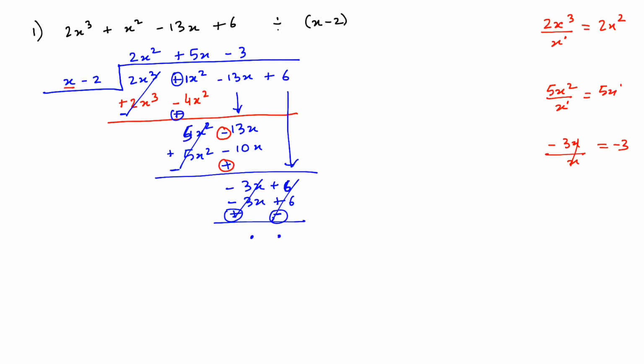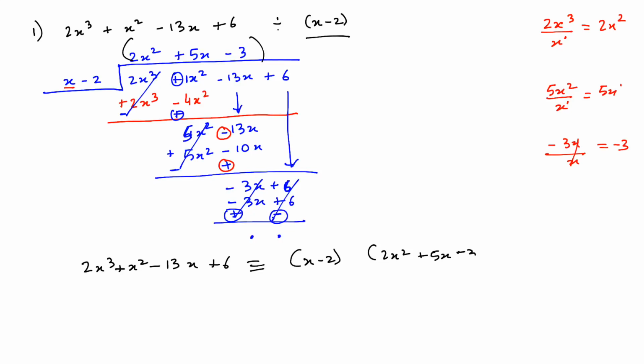For the next, to write it in the correct format, always write your question. And then we write the divisor. This is called the divisor multiplied by the quotient. This is your quotient. And if you have a remainder, you write the remainder here. So how do we write? Divisor multiplied by the quotient plus remainder.